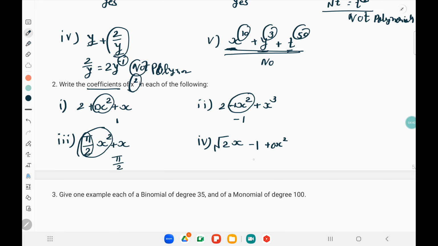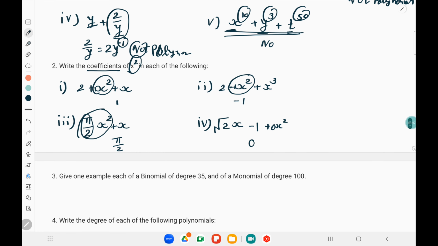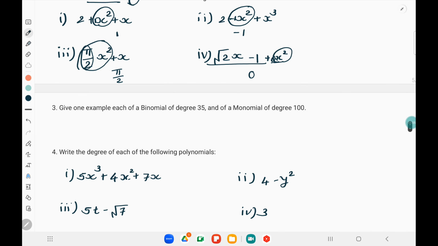So the answer is 0. Okay, so x has a 0 coefficient, and if it is a 0 coefficient, this term at the end makes it 0, so it won't change the value of this polynomial. So don't be scared to put in this extra term, 0 x square at the end. If you multiply any number with 0, that gives us 0, right? So that doesn't matter. Let's move to question number 3.